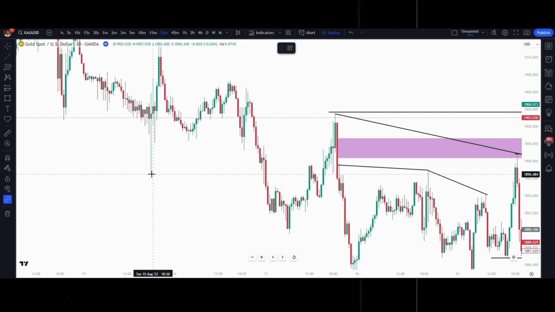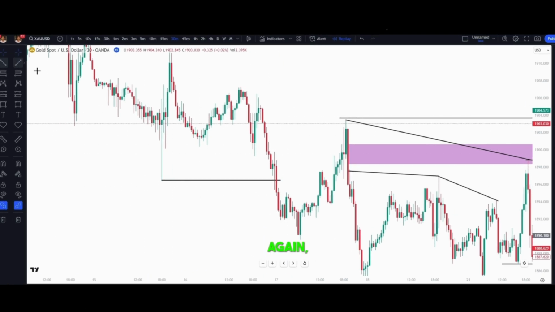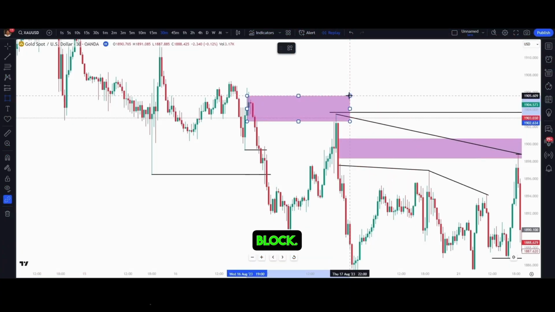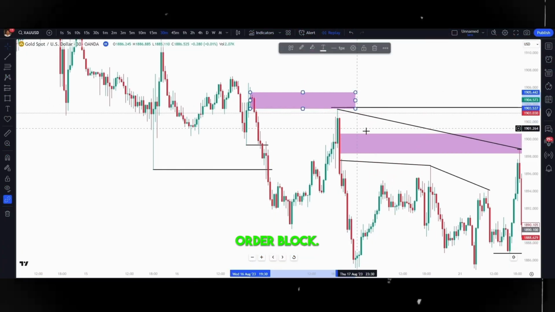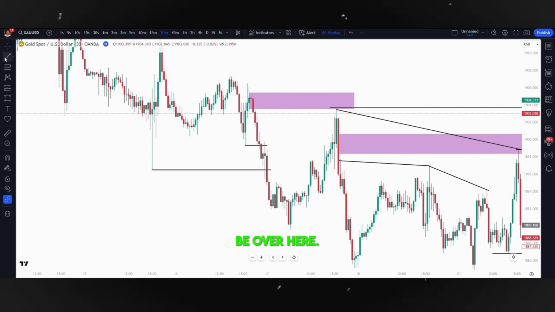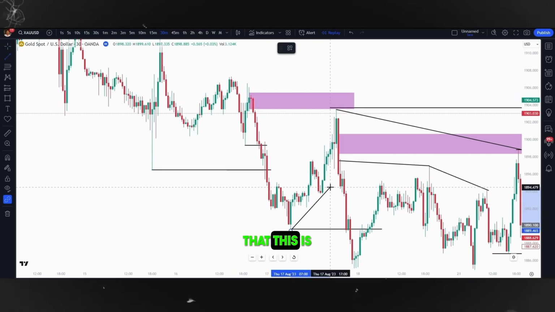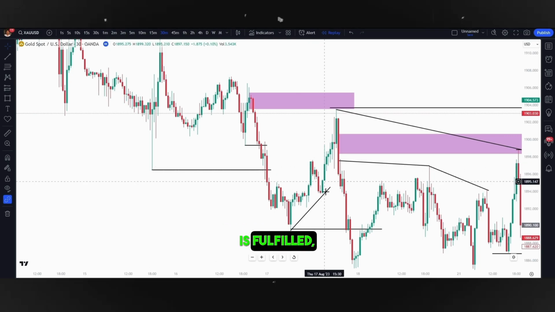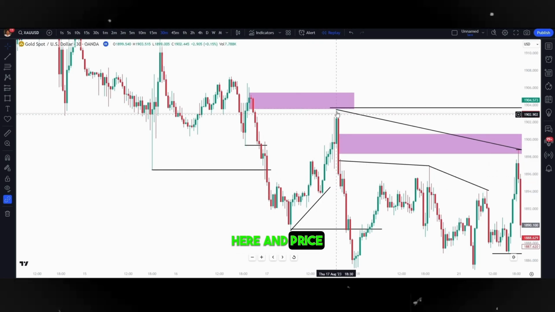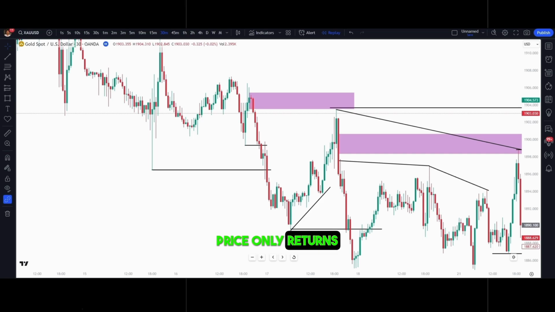We can see over here, price broke the structure. Again, this structure was broken. This was the order block. So if you refine it, this is our order block. You can enter over here, stop loss will be over here. This low will be your target, because we know that this is liquidity. Because this order block is fulfilled, and everything is fulfilled over here, price can now go to the downside. Price only returns because it needs to fulfill the imbalance and it hits our order block, and then it starts to go up.